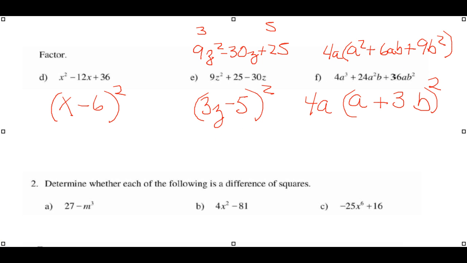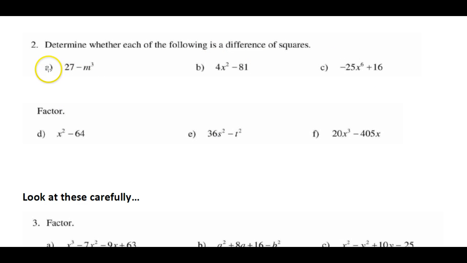Okay, let's go on. Well, in letters A through C here, we're asked to determine if these are the difference of perfect squares. And this is not a perfect square, and this is not. So this is no.